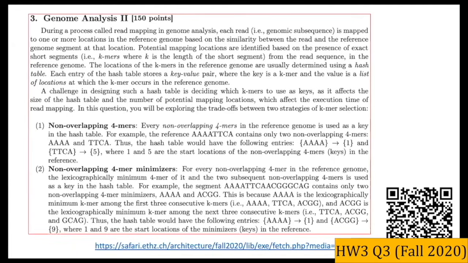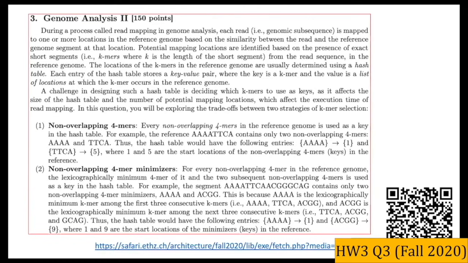So the question states that during a process called read mapping in genome analysis, each read, which is basically a subsequence of the entire DNA, so think about the read as just a genomic subsequence, is mapped to one or more locations in the reference genome based on the similarity between the read and the reference genome segment at that location. So basically, we try to infer the potential location of this extracted read in comparison to the entire reference genome or the reference sequence.